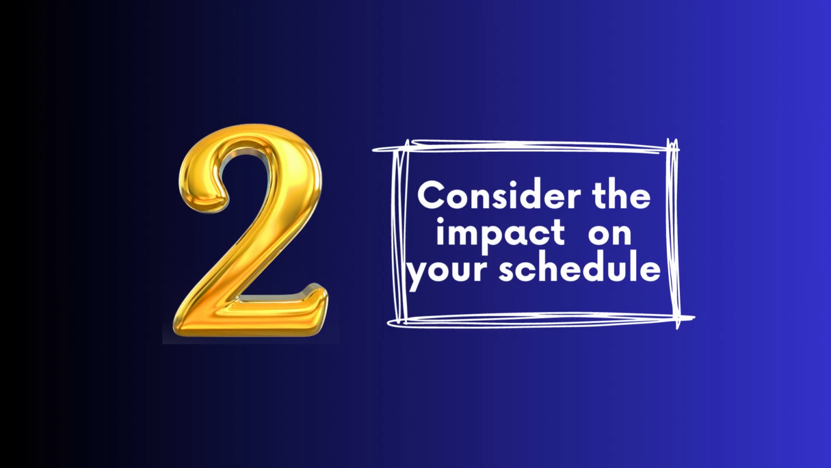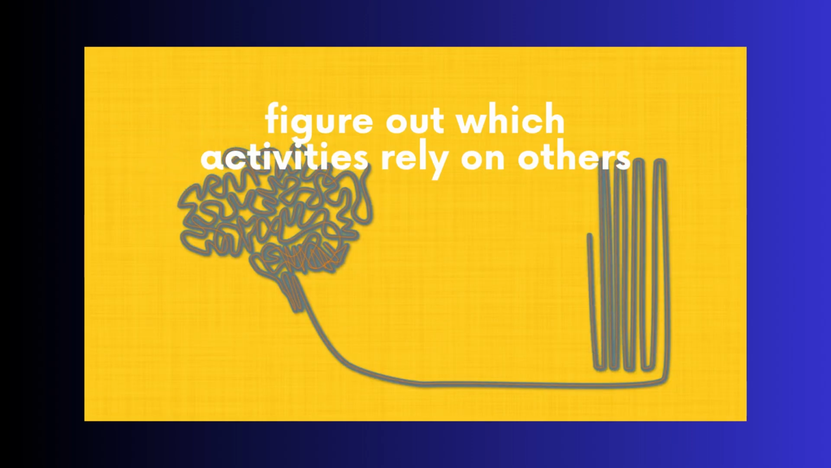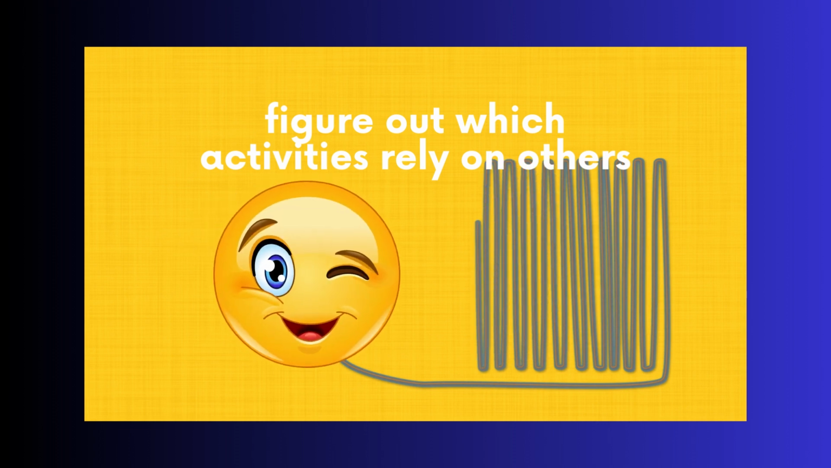Step 2. Consider the impact of dependencies on your schedule. Unravel the tangled web of dependencies and figure out which activities rely on others. It's like untangling a bunch of earphones, except way more exciting. Well, kind of. Step 3.